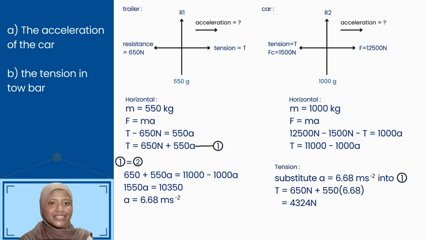Next, for the tension. How to get the tension? We will substitute A equals 6.68 meters per second squared into 1, so we will get 650 plus 550 times 6.68 equals 4,324 Newton.